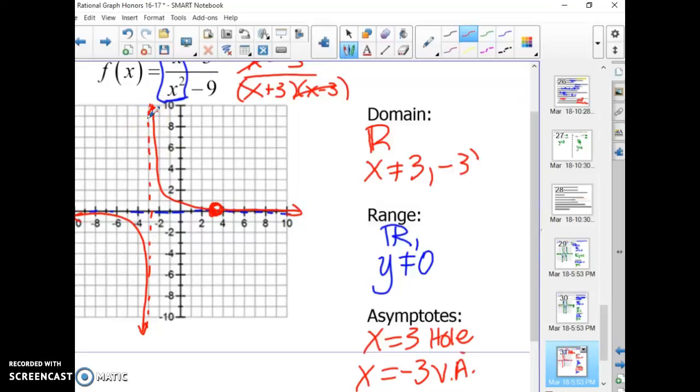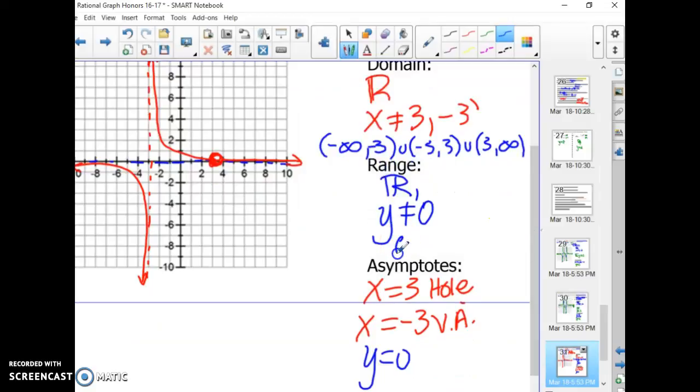Right? Another way to write your domain and range is this. Negative infinity to negative 3, union negative 3 to 3, and then I go from 3 to positive infinity. My range, right? Here, check it out. Negative infinity to 0, union 0 to infinity.